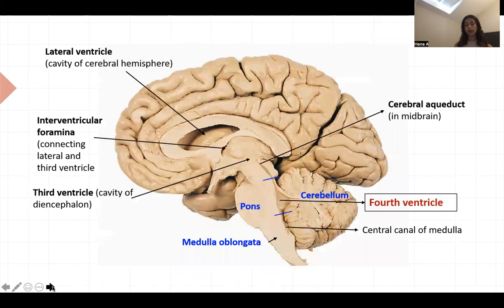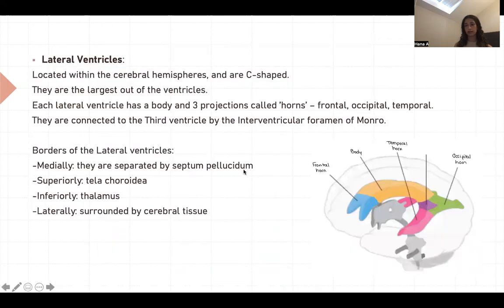So this is just a diagram of the ventricles on a dissection of the brain to give you an idea of where they're located. Like we said, we have the lateral ventricle, we have the 3rd ventricle, and the 4th ventricle. Now we're going to talk about each ventricle in a bit more depth. So starting off with the lateral ventricles.